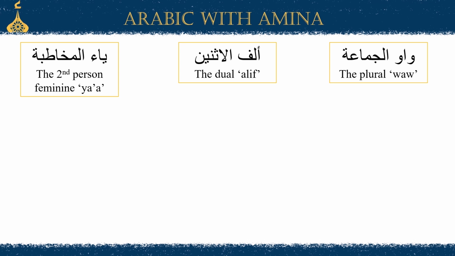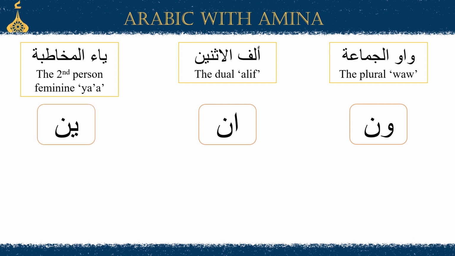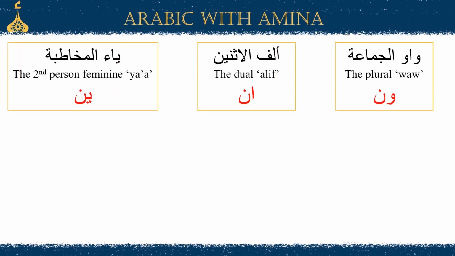Waw al-Jama'a, or the plural waw, the suffix is waw noon. Alif al-Ithnain, the dual alif, is alif noon. Ya al-Mukhataba, the second person feminine ya, is ya noon. These are the suffixes used for each one. So we're going to go back to our verb root, fa'ala, he did.